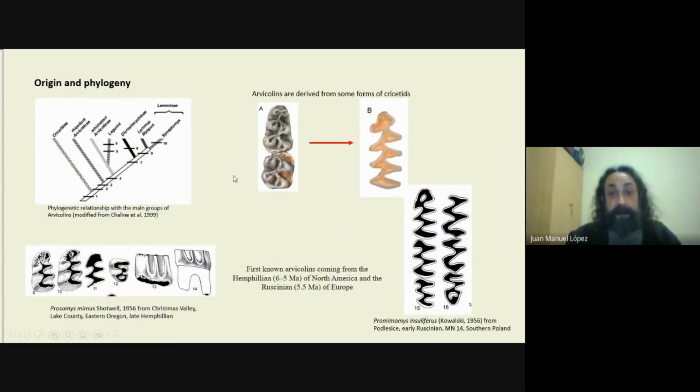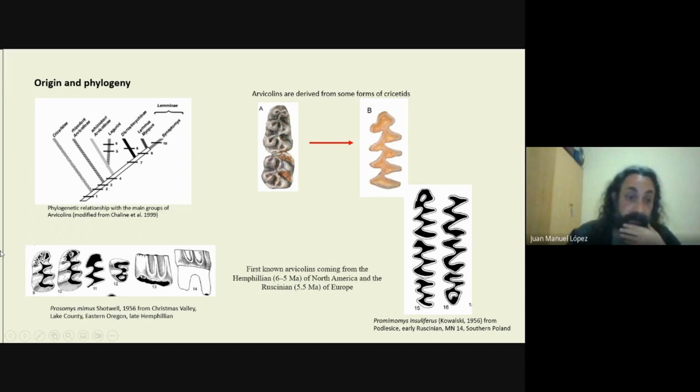The origin and phylogeny of these arvicolids: they come from cricetids. Cricetids are hamsters. This is a tooth of a hamster that has these cusps. At one point in evolution, we don't know when, the first arvicolids appear in North America 5 million years ago, and in Europe 5.5.